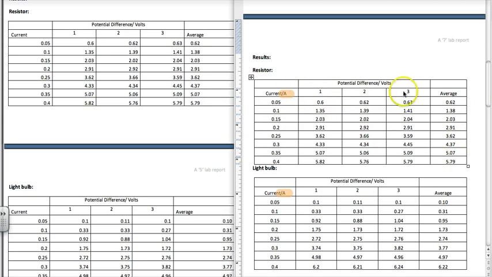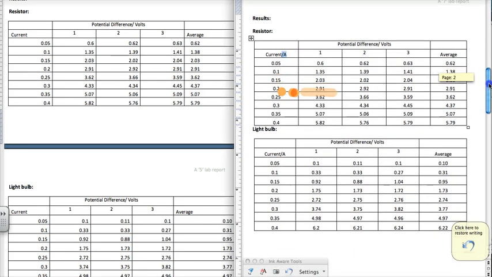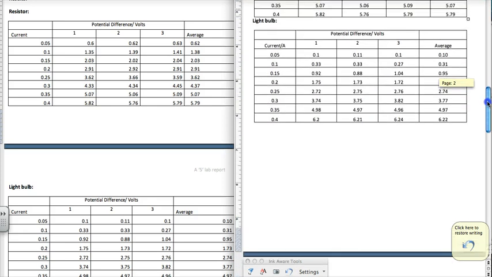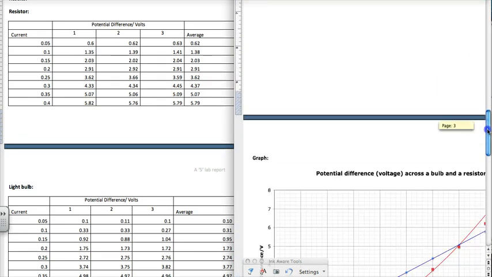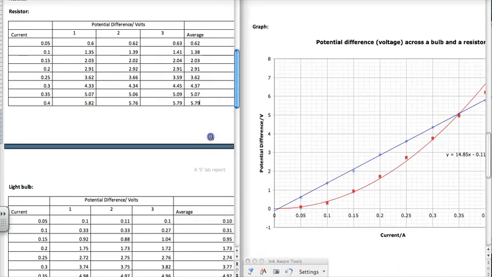You can see we've got the 3 columns for the 3 trials. We've got the overarching column header here for potential difference with the unit and the average values here. So those are fine. Let's move down to take a look at the graph on both sides.